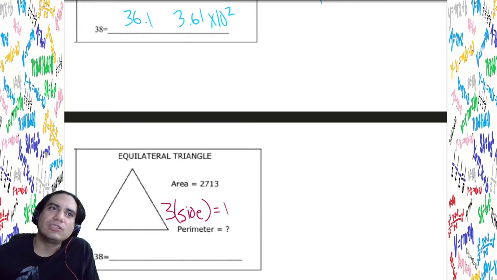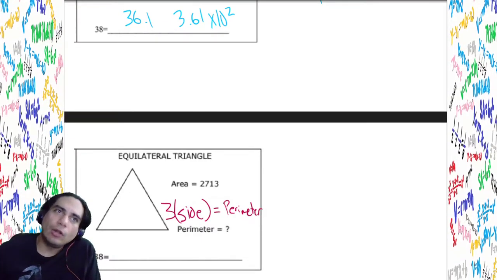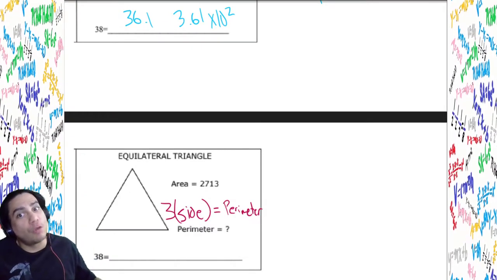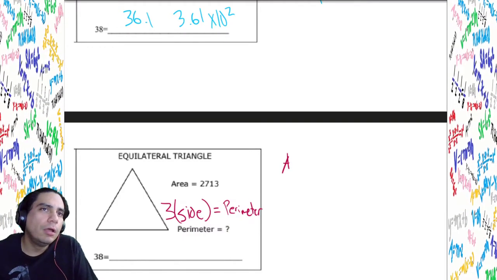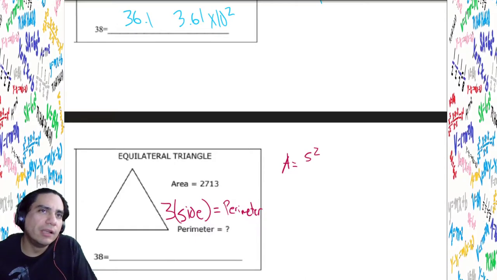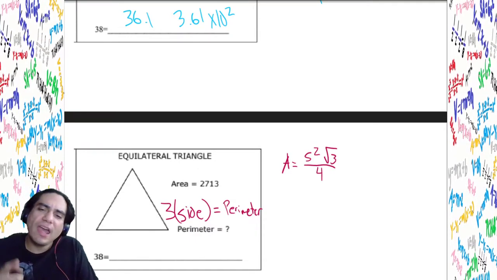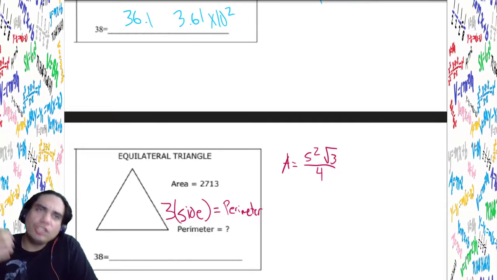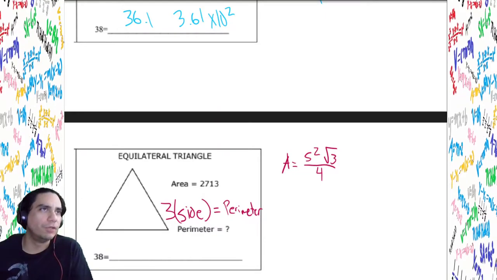And that's going to give us the perimeter. But I don't have the side. I only got that area. So instead of working forwards here, we're going to have to use that area formula that involves that side: side squared times the square root of 3 divided by 4. And we're going to have to work backwards. We're going to have to undo what we've been doing here so we could get this answer. Let's set it up.